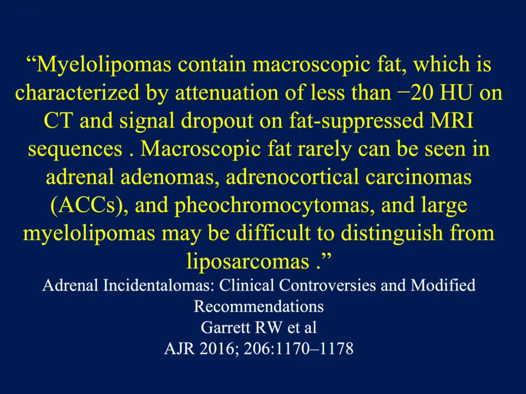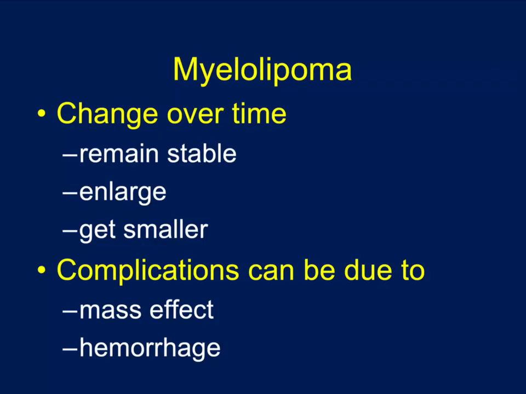In theory, you could see macroscopic fat in adenomas, in ACCs, and pheos, but it's really not going to be a problem. That's so rare. When you see fat in a myelolipoma, you can tell what you're dealing with. In an ACC, when you see fat, you also see significant vascularity. It's just one component of a very aggressive mass. In theory, occasionally very large myelolipomas can be difficult to distinguish from liposarcomas.